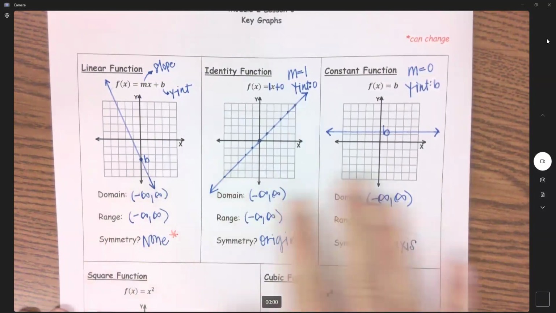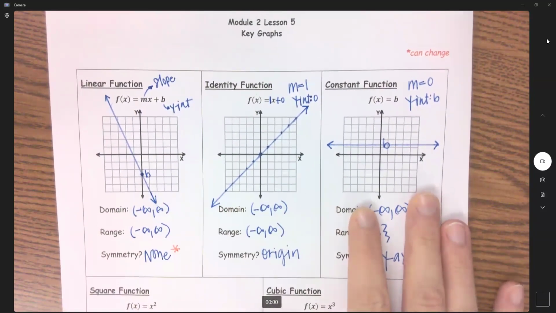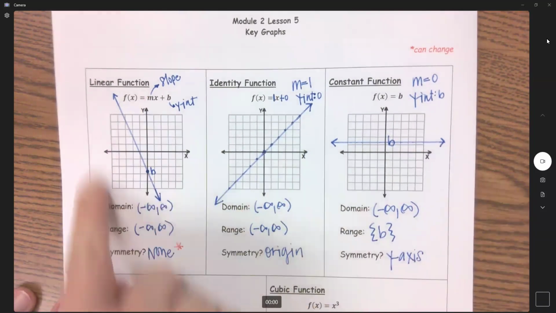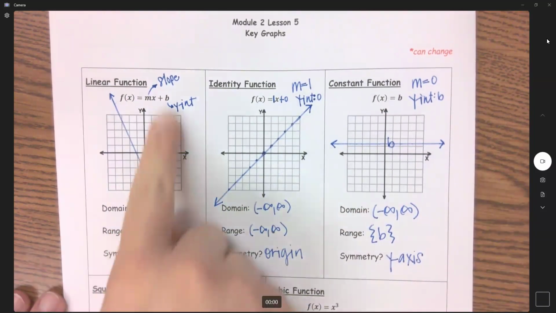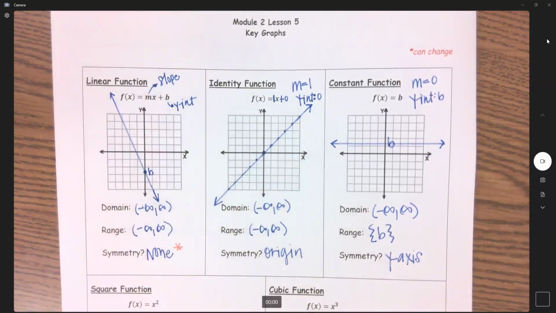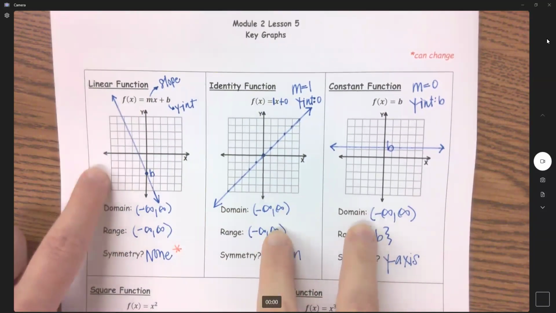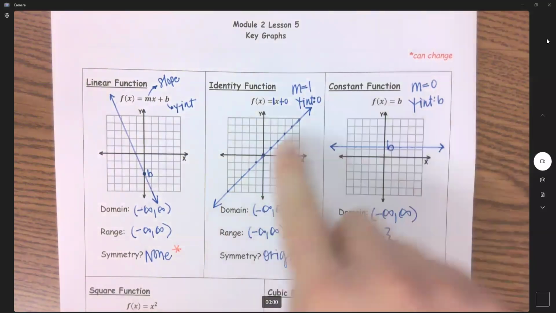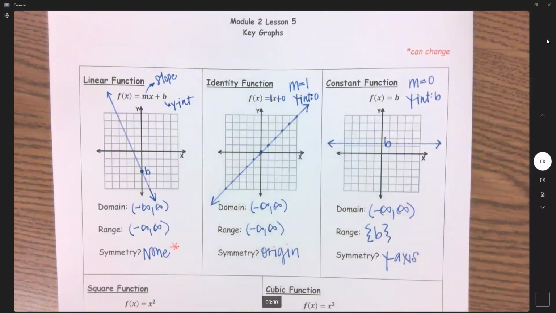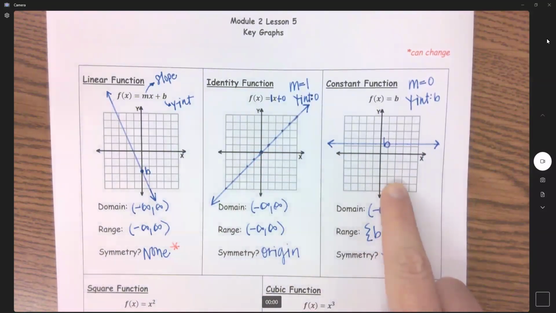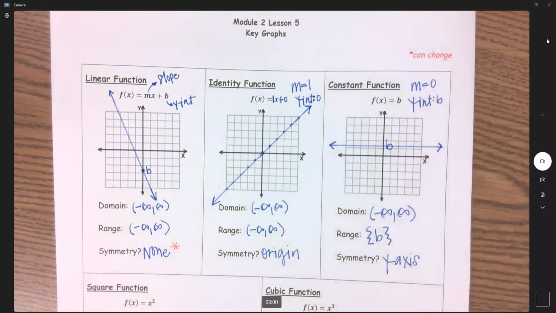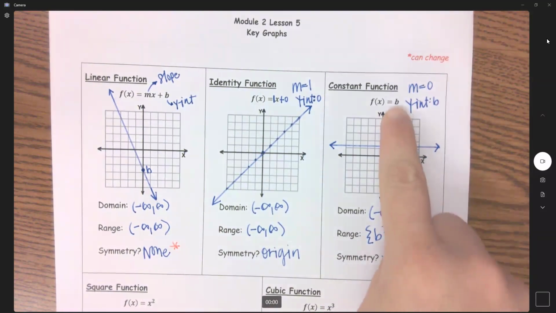So these are the 3 linear function key graphs that we need to be able to know. This works for any linear function with any slope and any y-intercept. And then these are your 2 special cases of this one right here. Your identity function is when you have a slope of 1 and a y-intercept of 0. And your constant function means we have a slope of 0, so it's a horizontal line, and your y-intercept is whatever that b is, whatever this number is right here.